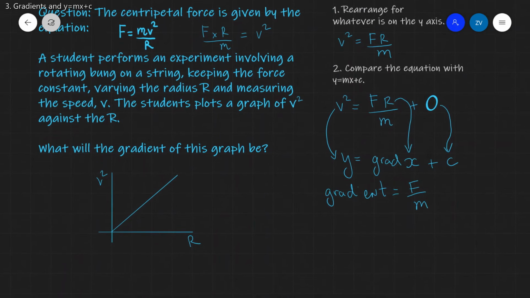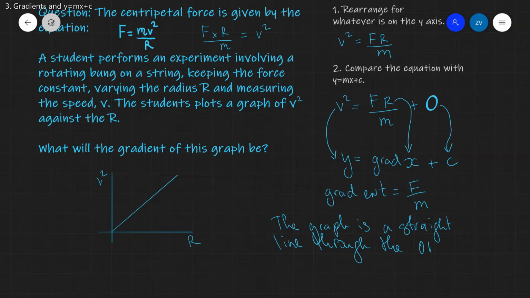Once again, in explanation questions, quite often they would ask us what sort of shape we might expect, and what we can always write down is that the graph is a straight line through the origin, as v squared is proportional to r when everything else is a constant.